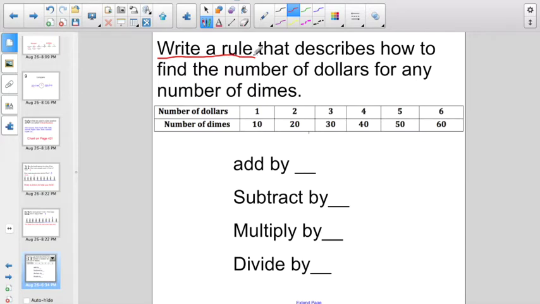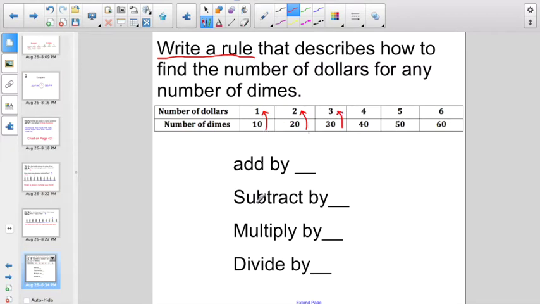In this case, they're asking us to write a rule that describes how to find the number of dollars. So I want to find the dollars. I'm starting at dimes and going to dollars. So I'm starting with 10 and ending up with 1. Or I'm starting with 20 dimes and ending up with $2. Or starting with 30 dimes and getting $3. So what do you think that is?